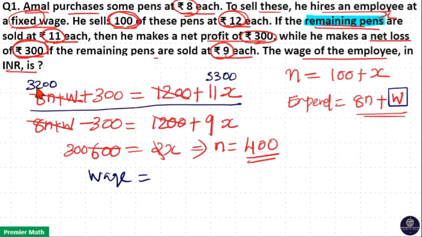Now 3300 minus 3200 is 100. 1200 plus 100 is 1300. 1300 minus 300 is equal to 1000. So wage of the employee is equal to 1000 rupees. So your answer is 1000 rupees.